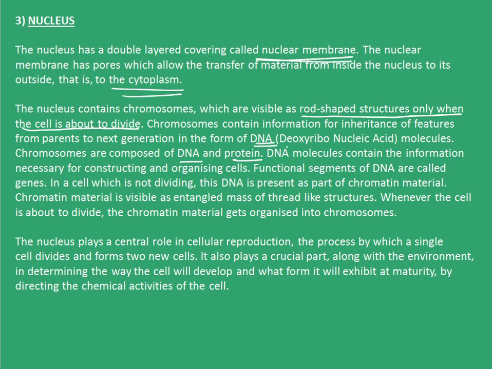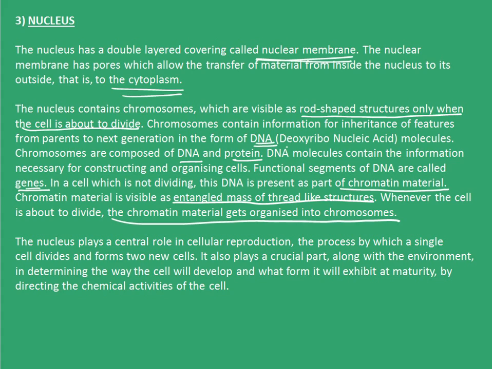DNA molecules contain the information necessary for constructing and organizing cells. Functional segments of DNA are called the genes. In a cell which is not dividing, this DNA is present as a part of chromatin material. Chromatin material is visible as entangled mass of thread-like structures. Whenever the cell is about to divide, the chromatin material gets organized into chromosomes.